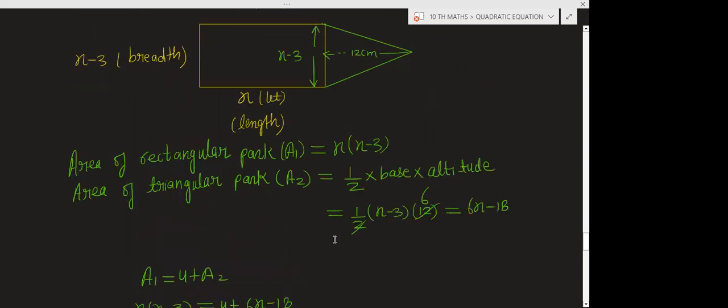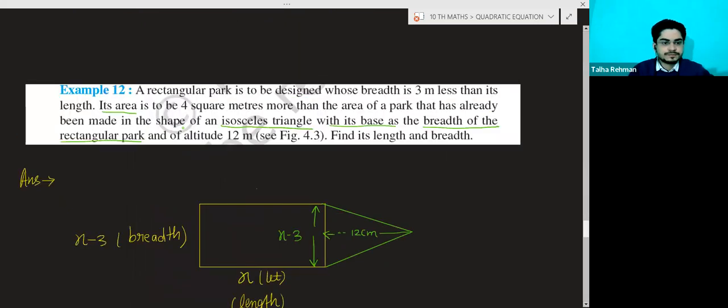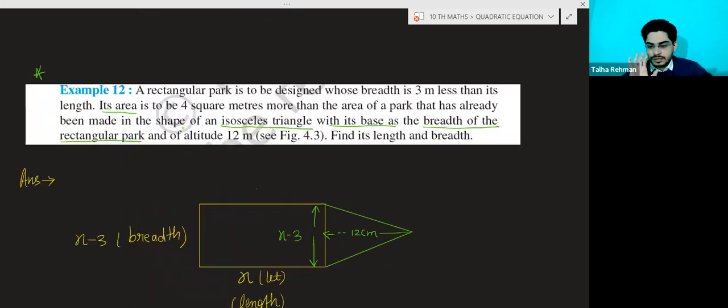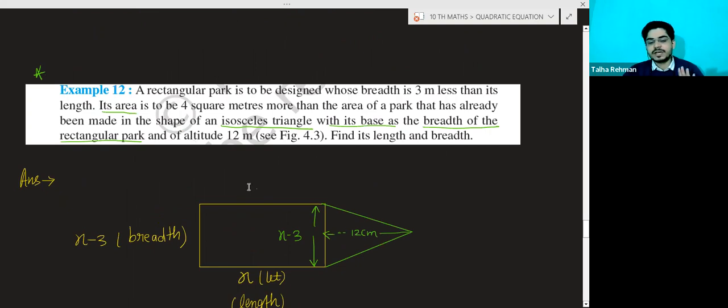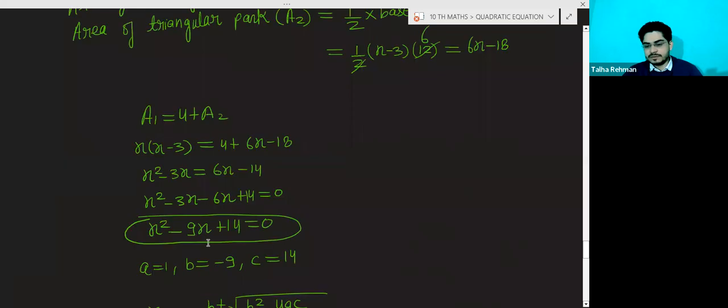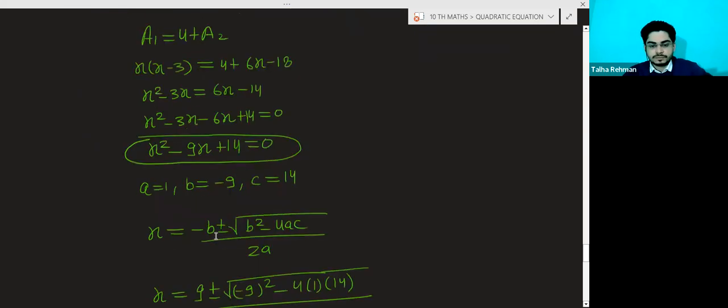Yes, sir. So this is a good question, I will say. First, understand what the question is saying. Then transform the language of the question into an equation, and automatically that equation will be converted into the quadratic equation here, and then solve that quadratic equation.